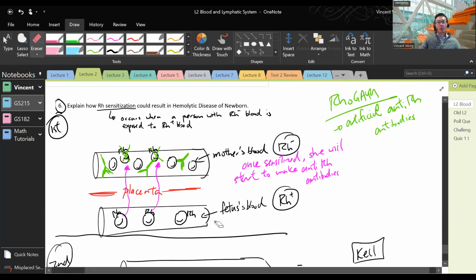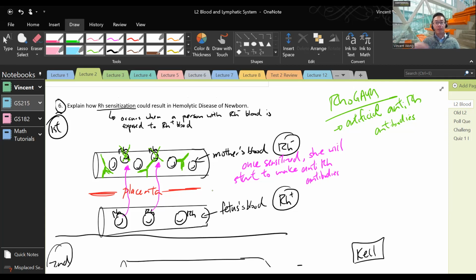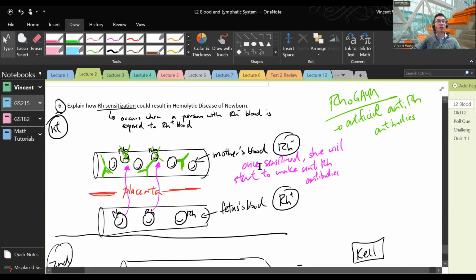Okay, so RhoGAM is useful for preventing sensitization. It is not useful for reversing sensitization. If the mother is already sensitized and she already made her own antibody, there's no use giving her the RhoGAM. So is that okay for question 6 and 7?